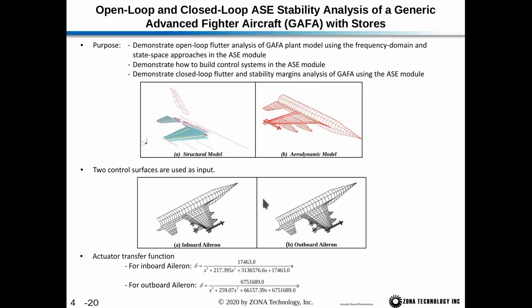So on the left-hand side here we have the structure model, on the right we have the aerodynamic model, and then we have two control surfaces which will be used as input. We have an inboard aileron and an outboard aileron. The actuator transfer functions are shown here. So we have the inboard aileron on top here, and then the outboard aileron transfer function here.